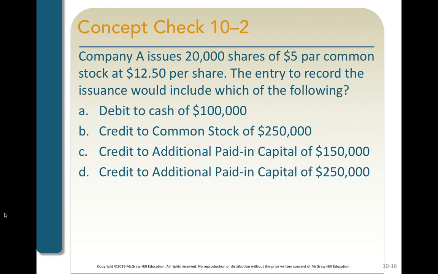Let's do a quick concept check. Company A issues 20,000 shares of $5 par common stock at $12.50 per share. The entry to record the issuance would include which of the following: a debit to cash of $100,000, a credit to common stock of $250,000, a credit to additional paid-in capital of $150,000, or a credit to additional paid-in capital of $250,000.